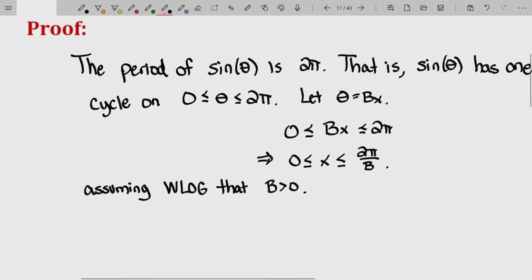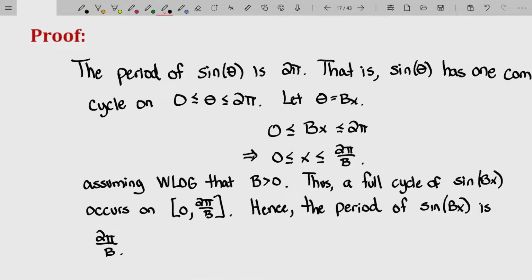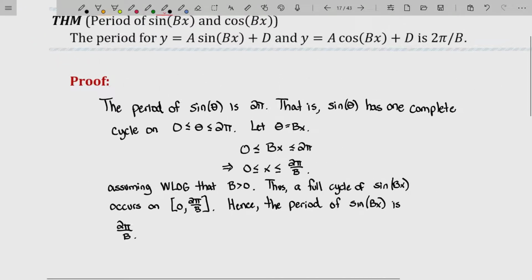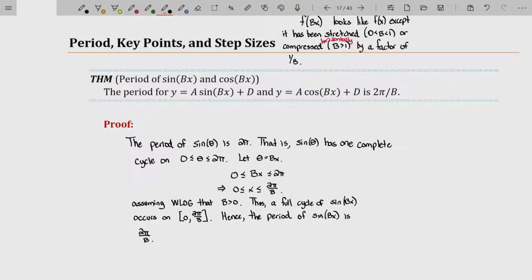So again, a full cycle. Maybe I should write that down. So thus a full cycle of sine of bx occurs on 0 to 2 pi over b, hence the period of sine of bx is 2 pi over b. So that is a really very nice statement. It's a very, very nice way to know how long it takes for your sine or cosine. I could do this whole entire proof with the cosine, it's the same proof. It's a good way to know how long it takes your sine or cosine to get through a complete cycle.